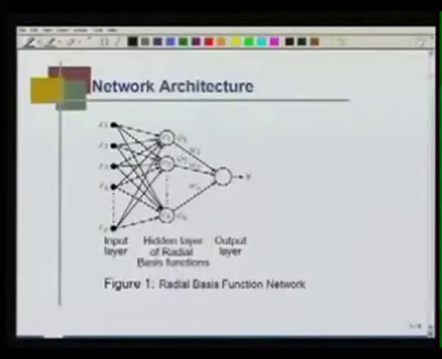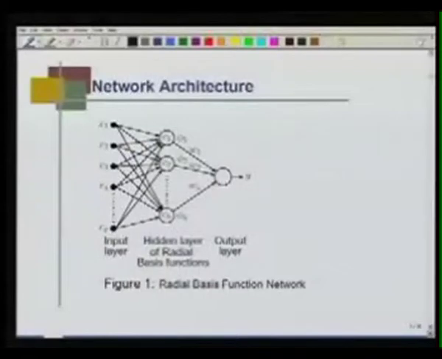and the network architecture is given here. You can see that it has 3 layers. The first layer is, as usual, the input layer. The second layer, which is the hidden layer, has computational units that are different in structure compared to the multi-layered network that we discussed. These computational units are known as radial centers.